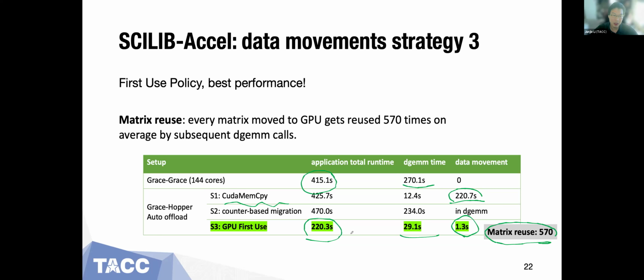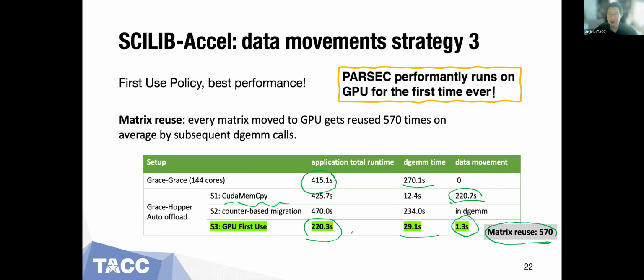And this is the very first time that Parsec ever performantly runs on the GPU.